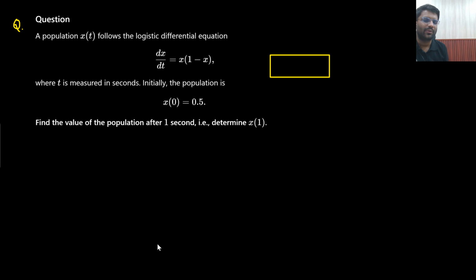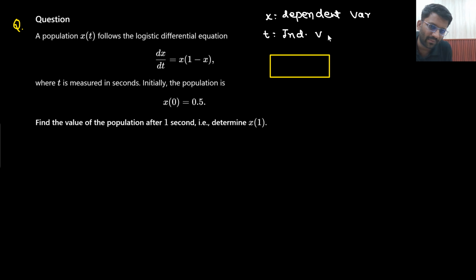Next question, try doing it on your own. What is the meaning of this, sir? X 0, 0.5, what is this? Look, x is a function of t, no? What is your x? X is your dependent variable, right? And t is your independent variable. From here you can see, no? T is your independent variable.